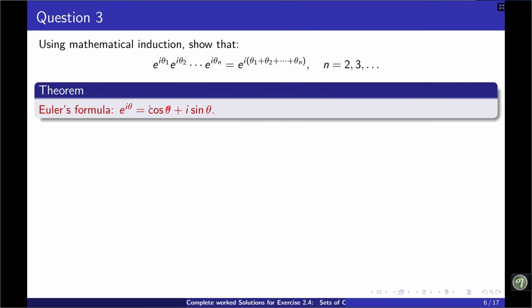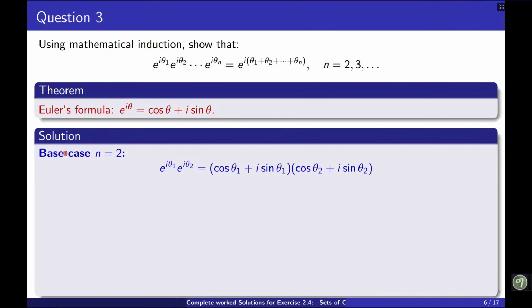To do this, we have Euler's formula, e to the power of iθ equal to cos θ plus i sin θ. We will use this repeatedly. The base case is n equal to 2, since we are informed that n starts from 2. Let us see whether this theorem is valid for n equal to 2. Substituting n equal to 2, we have e to the power of iθ1 times e to the power of iθ2, which is just the product of these two.